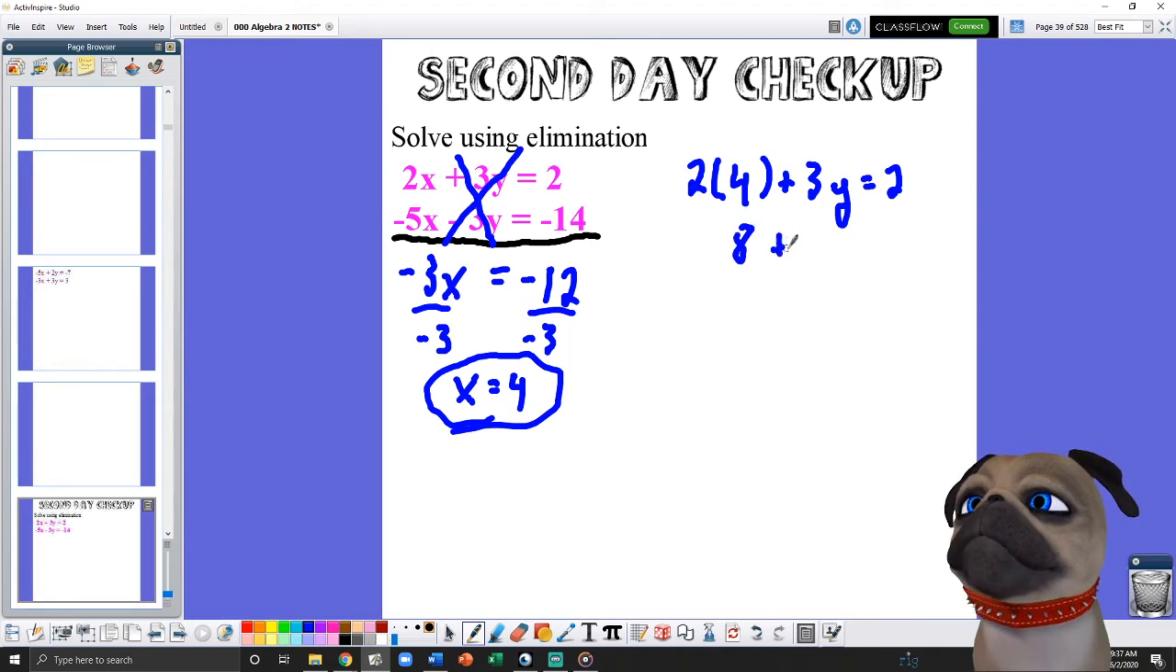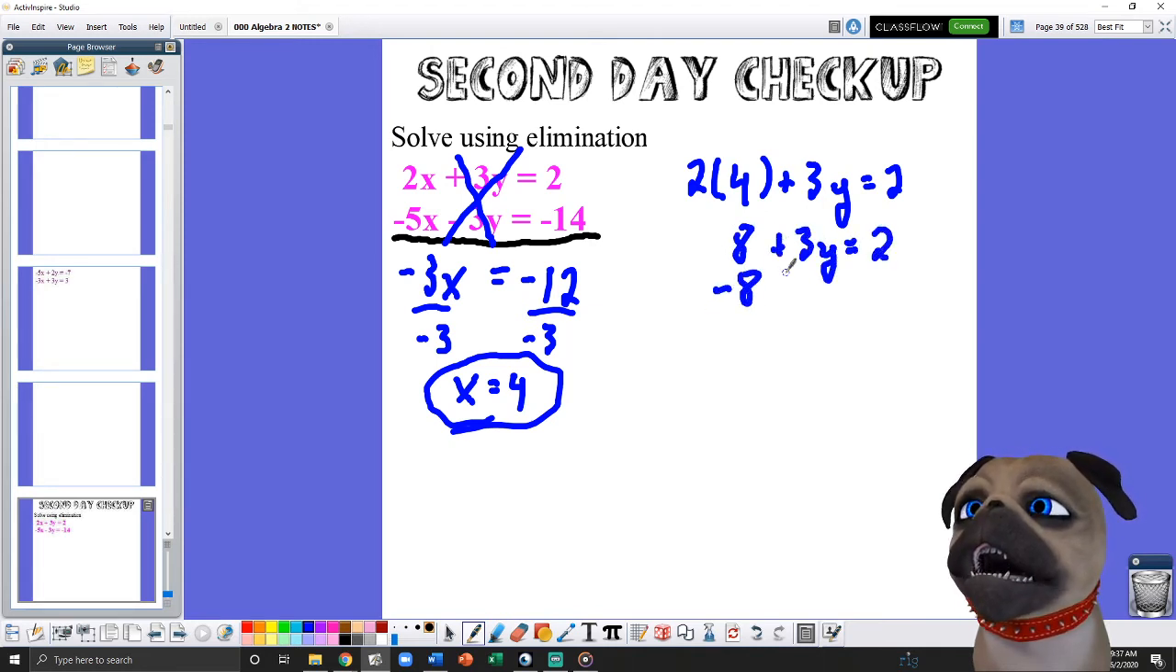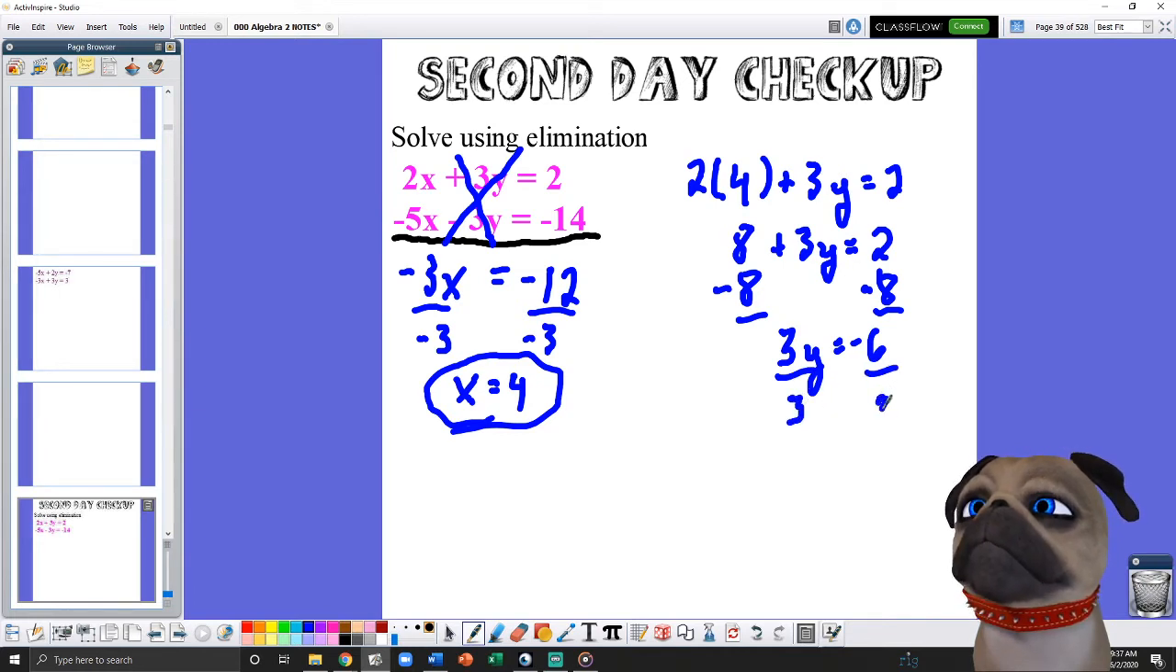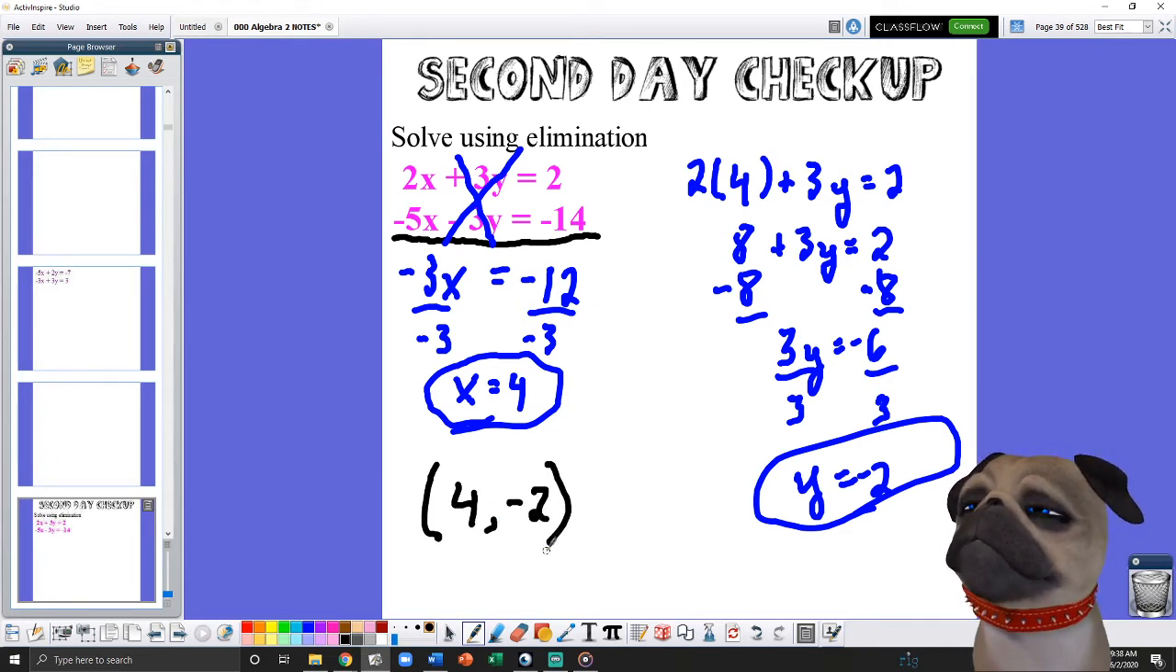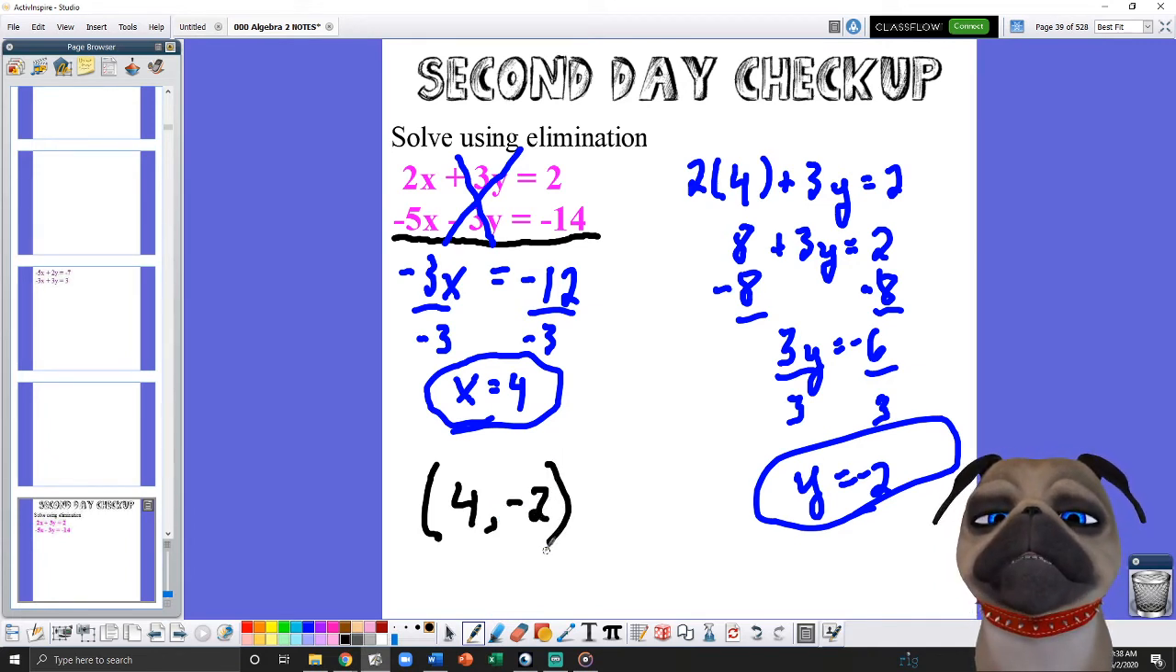2 times 4 gives me 8, and now I'm just going to solve it like any normal equation, subtracting 8 from both sides, and then dividing by 3. So here we go. Your final answer should have been 4, negative 2. And that's it. You did it.